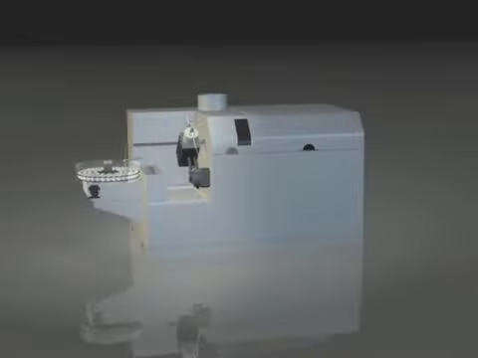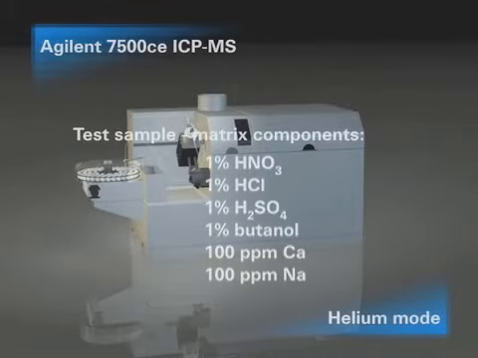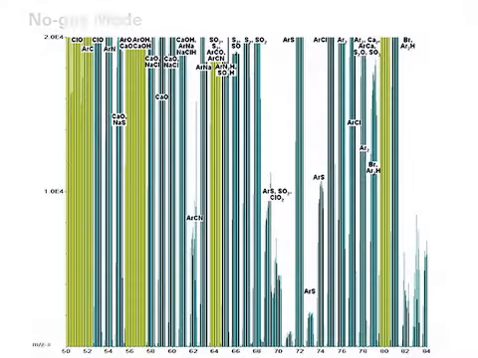To illustrate the interference removal power of the helium mode, a very challenging sample matrix containing these components was analyzed. Spectra were obtained for the mid-mass range, where most polyatomic interferences occur. This spectrum shows the matrix interferences that occur in normal ICP MS. This spectrum was acquired in normal mode, that is, with no gas added to the cell. Almost every analyte in this mass range suffers severe polyatomic overlaps, making quantification impossible at trace levels.